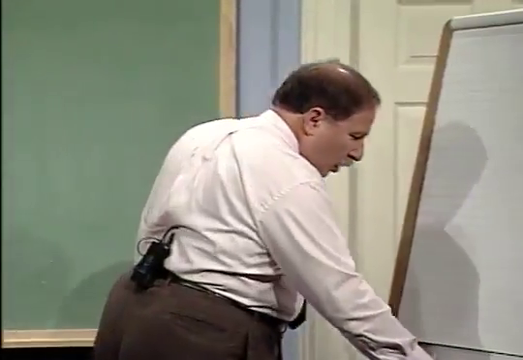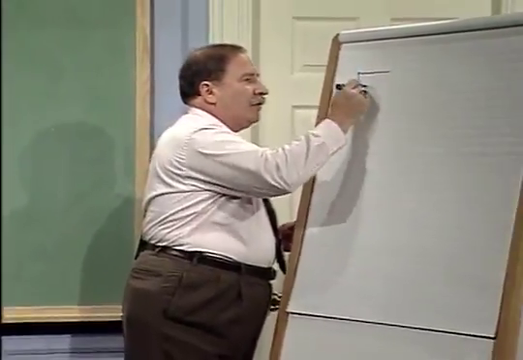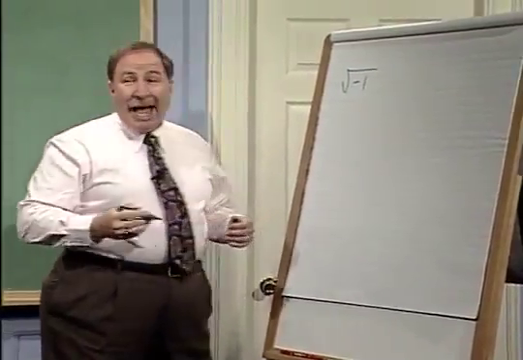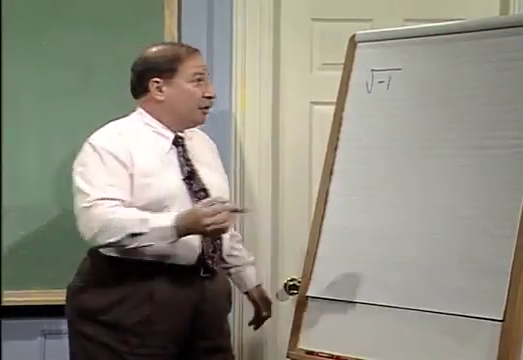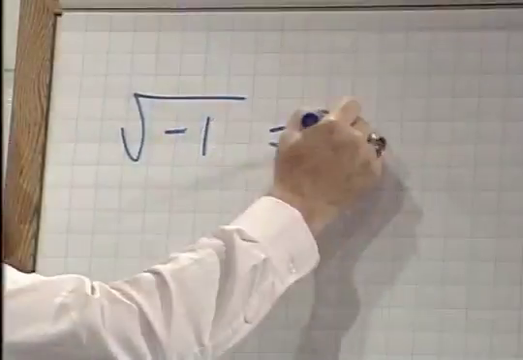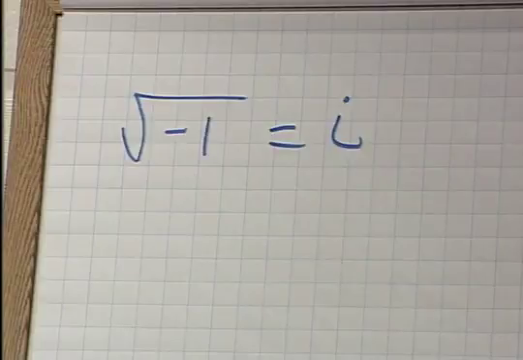Basically, what somebody said is, let's start out with the square root of negative 1, and let's give it a name. Now, they could have called it Fred. They could have called it Mary. But instead, they called it i, the letter i for imaginary number. And you can say, well, so what? Why do they do this?